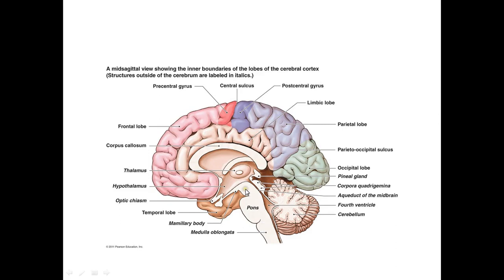This is the brainstem, pons, medulla. This one is the midbrain. This is the fourth ventricle. That one is the cerebellum. This is the aqueduct, which is connecting the third ventricle with the fourth ventricle. Superior colliculus, inferior colliculus, and this important structure is the pineal gland.